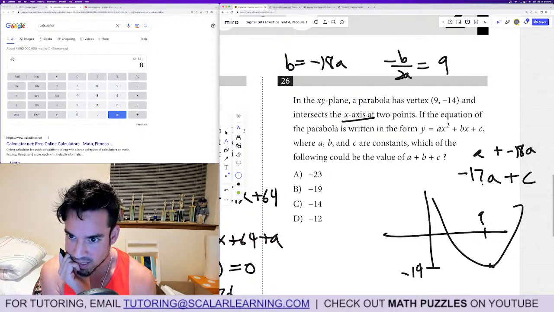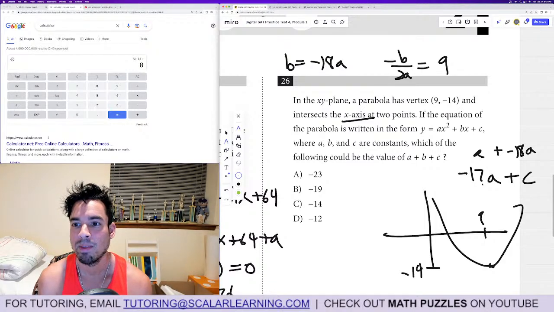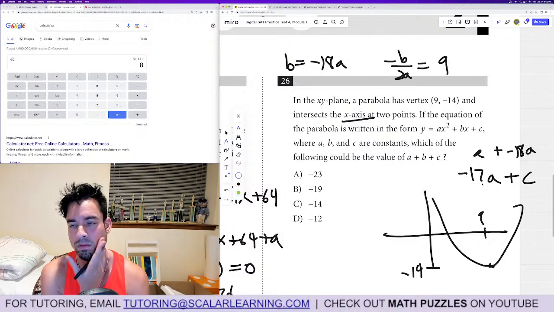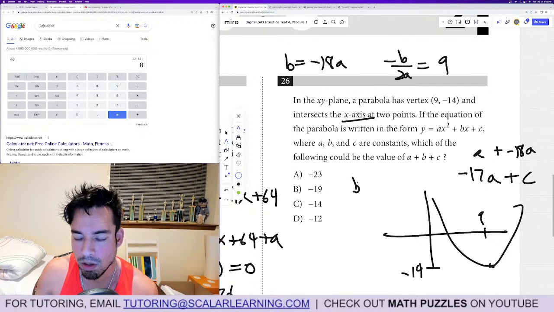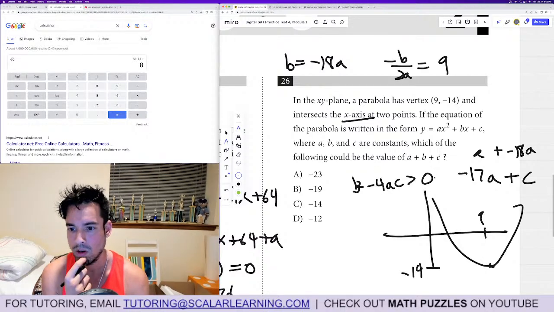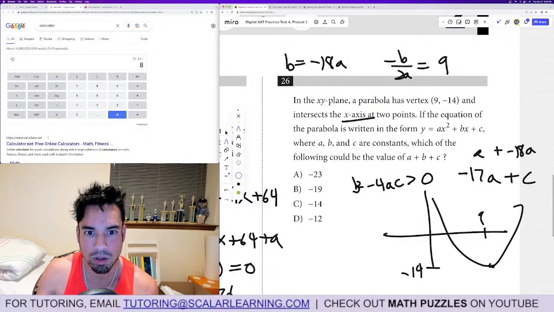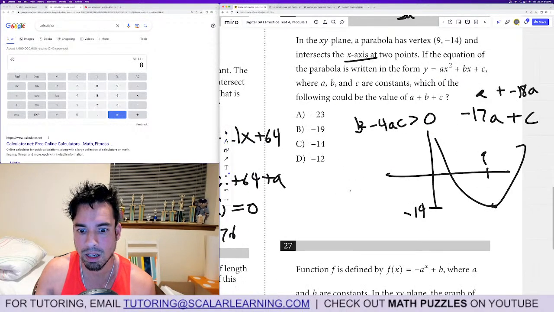9, negative 14. Negative b over 2a, and then you plug in, oh, it intersects the x-axis at 2 points. How can we do? It's got two solutions. B squared minus 4ac is also greater than 0. Can I? Okay, let me go on to 27. I think I'm not going to get that one.